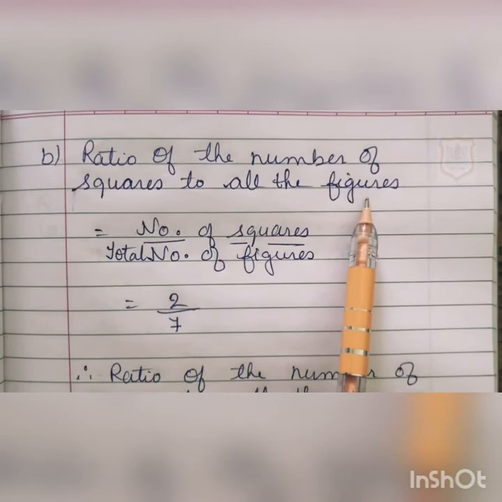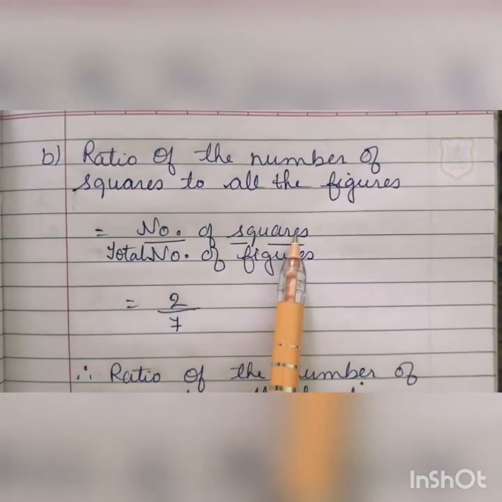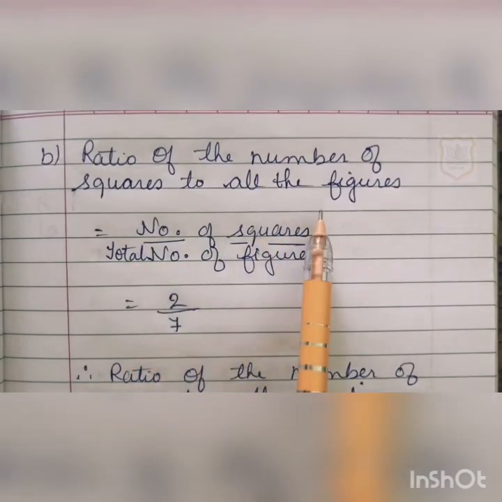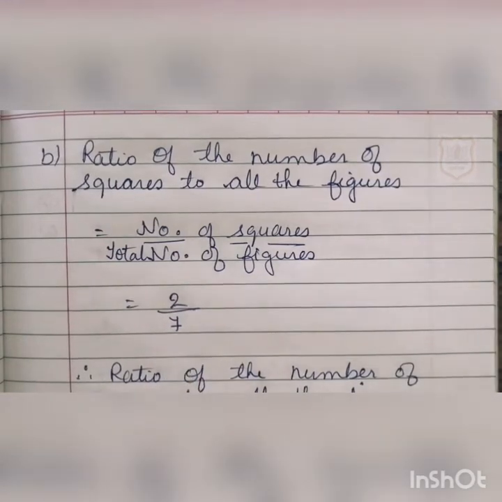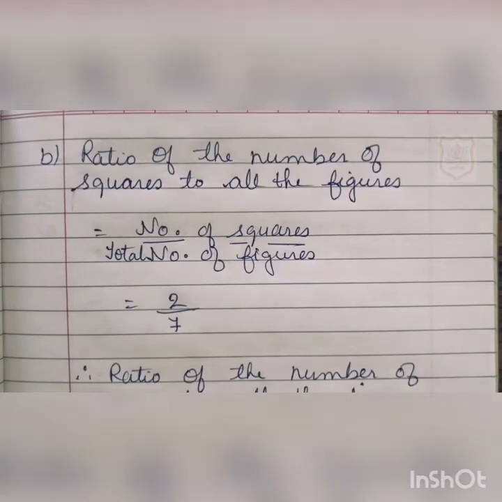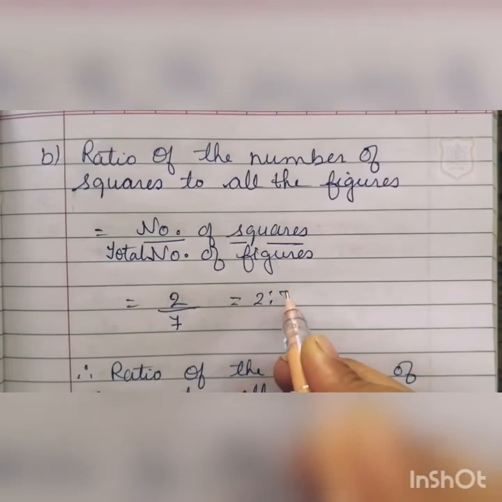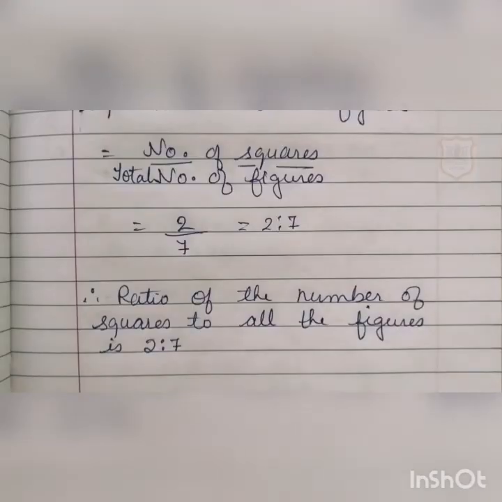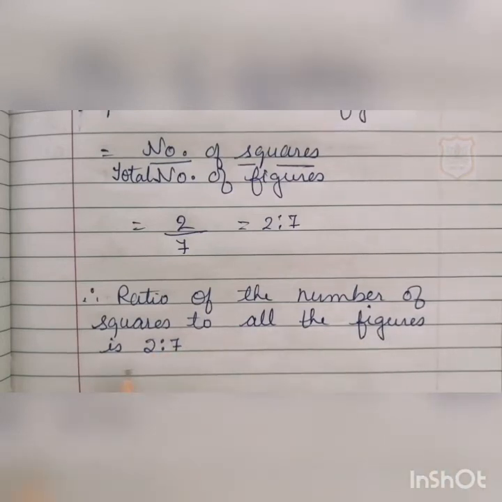Now children, we have already taken out all the figures, that is 7. Now first we'll write the number of squares upon the total number of figures. So the number of squares is 2 and the total number of figures is 7. So the ratio will be 2 is to 7, as 2 and 7 are both prime numbers. Therefore we can say that the ratio of the number of squares to all the figures is 2 is to 7.